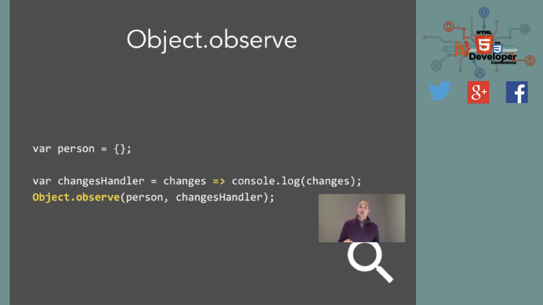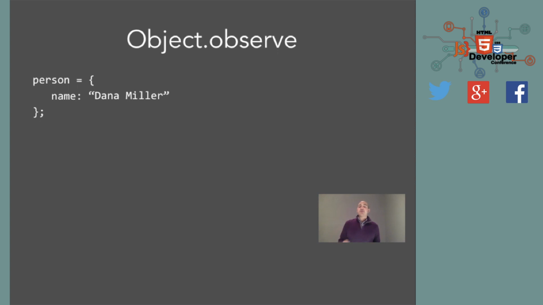Let's say I want to observe a person object, for example. So as you can see in this slide, I'm going to create a changes handler. Notice that that arrow means function. And I'm going to hook it up to the person using this Object Observe method. Now, what that means is if I make changes to this person object, I'm going to be able to get a notification. In fact, what I get in my callback is an array of notification objects, of change objects, excuse me.